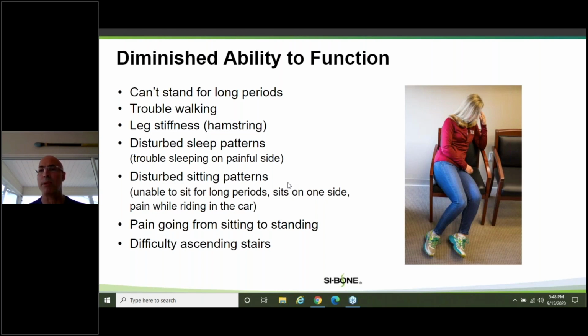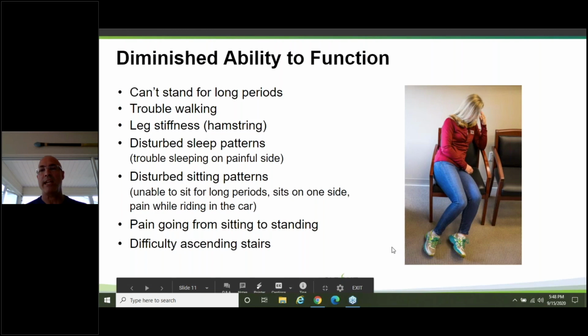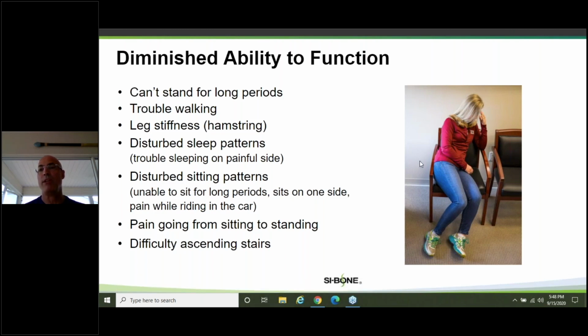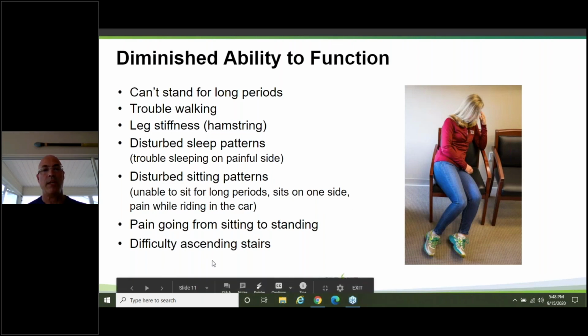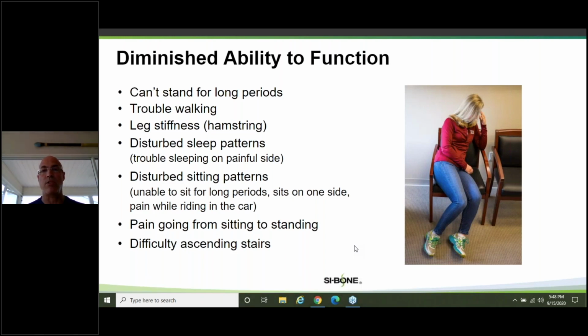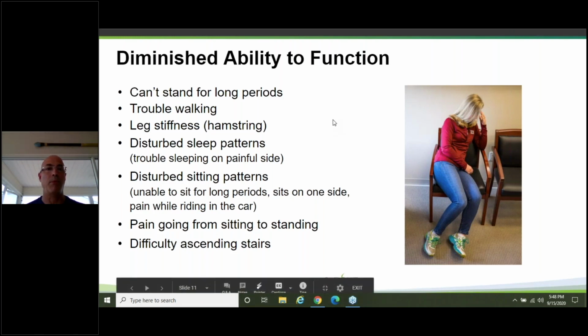Sleep becomes disrupted. Every time you try to roll over onto that side, it hurts. Going from sitting to standing can also become painful, because now you're transferring the weight from the lower extremities through the hip, up through the SI joint to the spine, and that loads the sacroiliac joint, causing pain. Difficulty ascending or even descending stairs. Going up and down stairs is another common symptom that people present with.